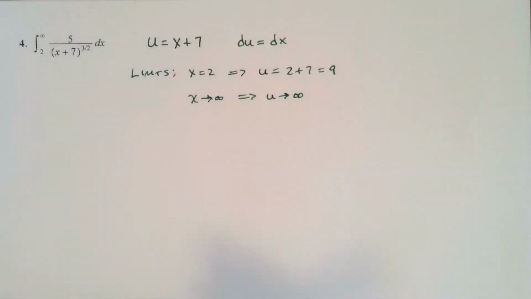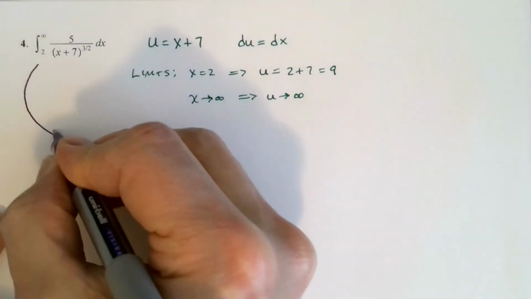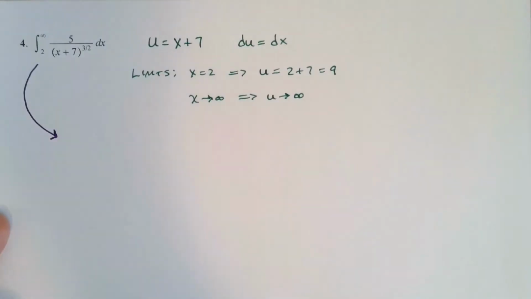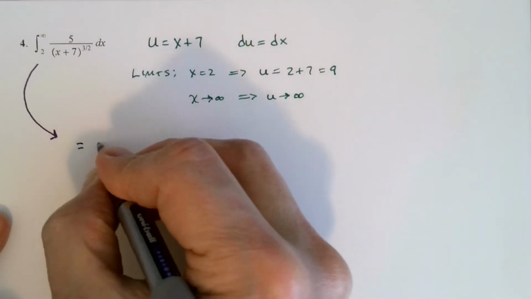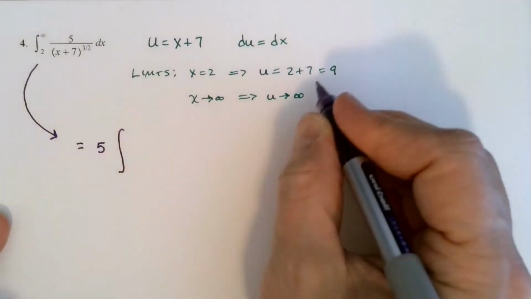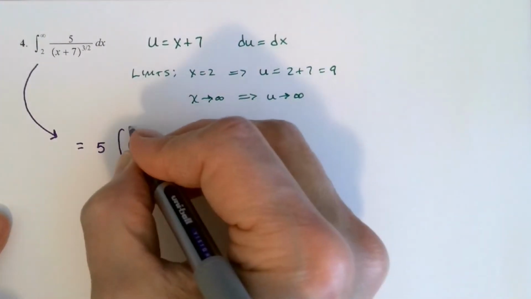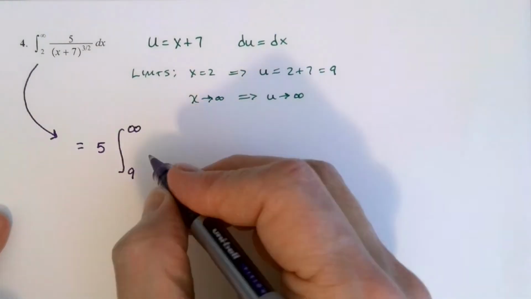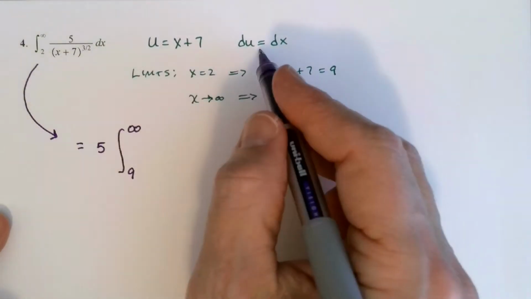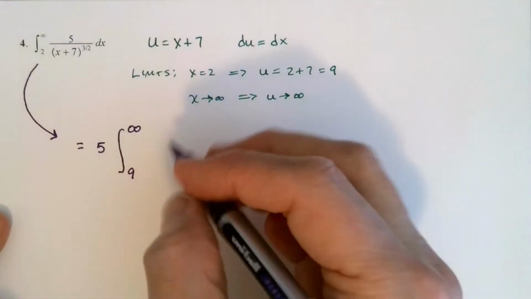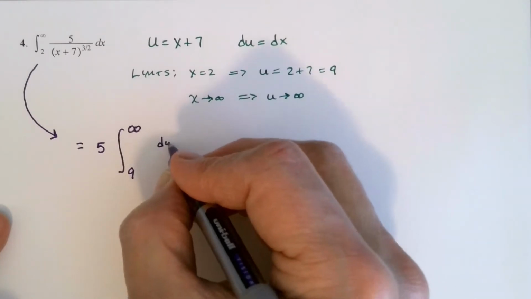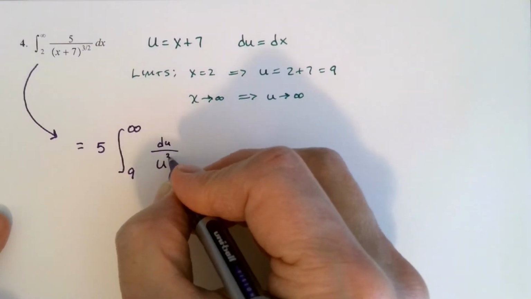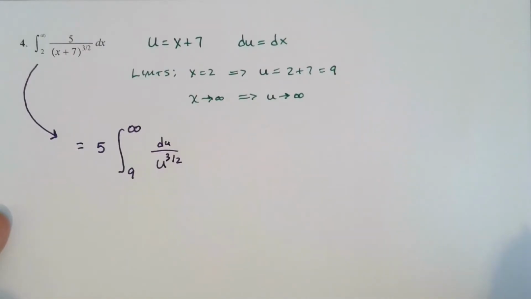So when I make the change to the u world, what do I have? This 5 is a constant multiple. Let me just pull that 5 out. And my new limits are what? From 9 instead of 2, still to infinity. And I've got the dx is just the du, and this is u to the 3/2, right? And so, we'll write it this way. Okay, so there it is now in terms of u. So that just cleans it up a little bit.